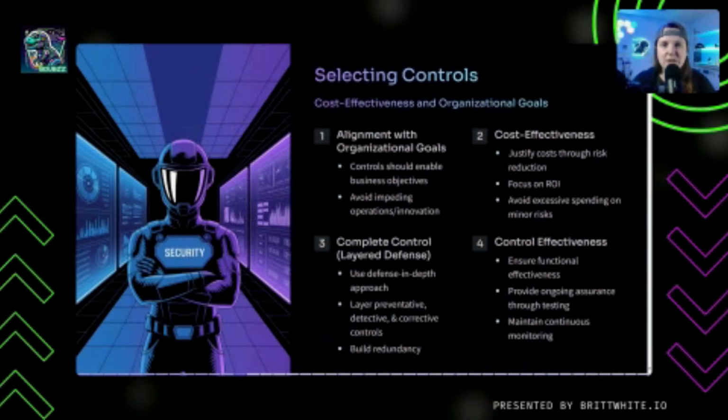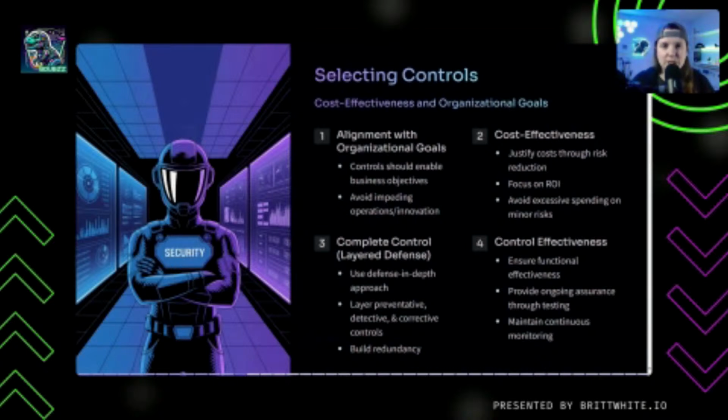Then we have to consider that the cost of implementing and maintaining a control should be justified by the risk reduction it provides. Remember the ALE and cost-benefit analysis here. We need to choose controls that provide a reasonable return on investment, or ROI, from a security perspective. Spending excessively on a control for a minor risk is not good use of limited security resources.